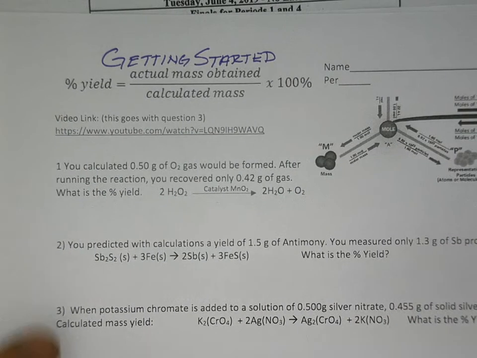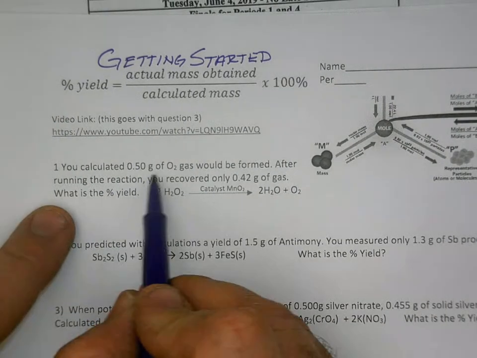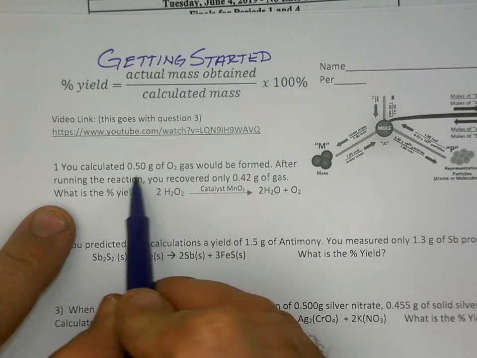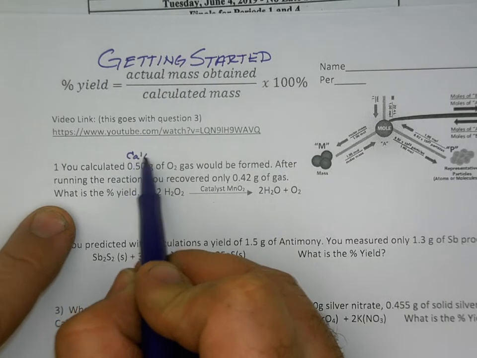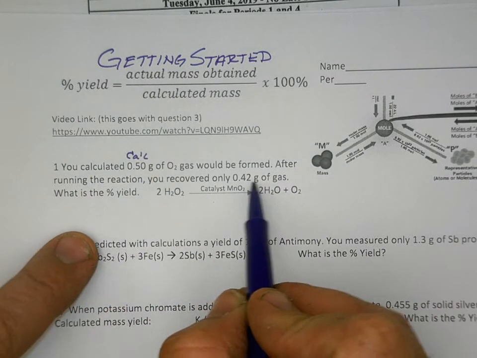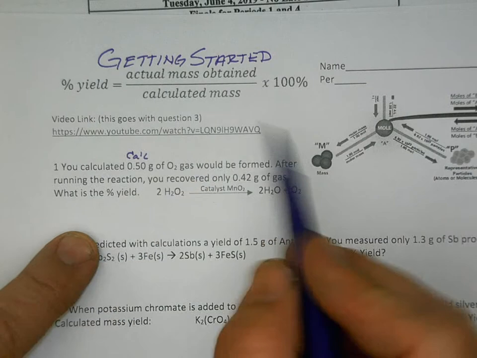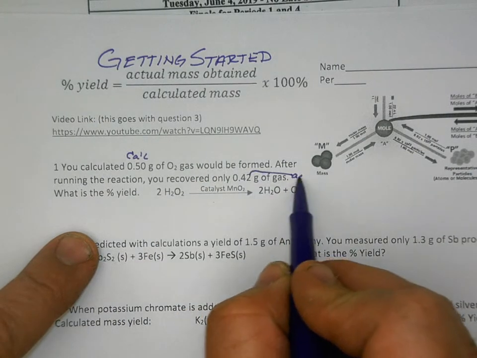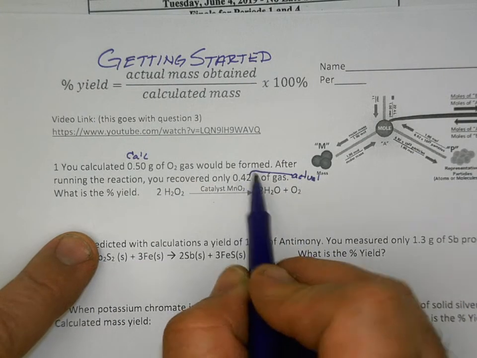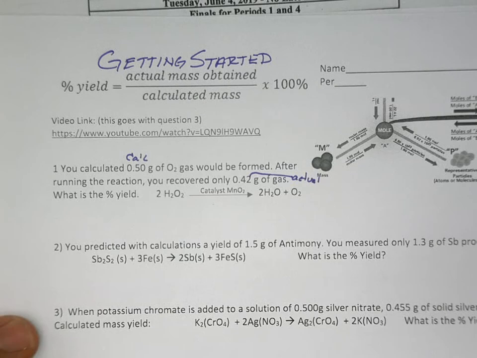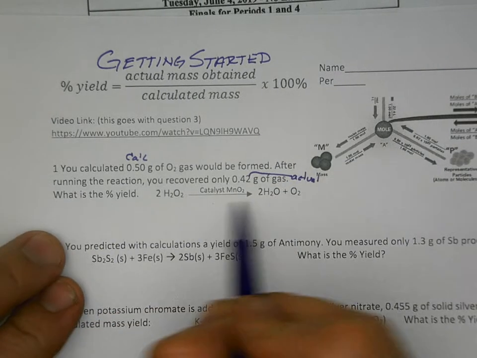So on this one right here, you calculated this many grams of gas would be formed. So this is the calculated. After the reaction, you recovered only this much. So this is the actual. I like labeling these things. I recommend you do that too. And we've got the equation here.